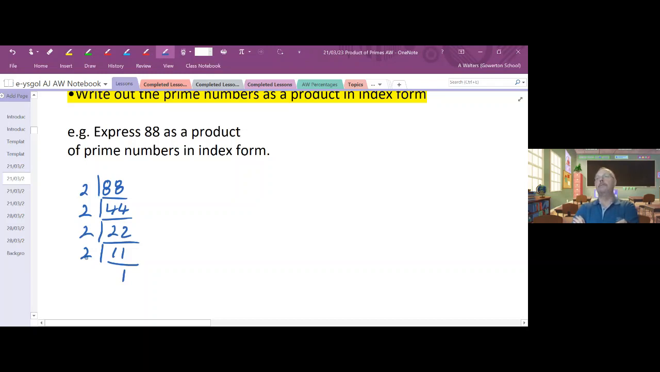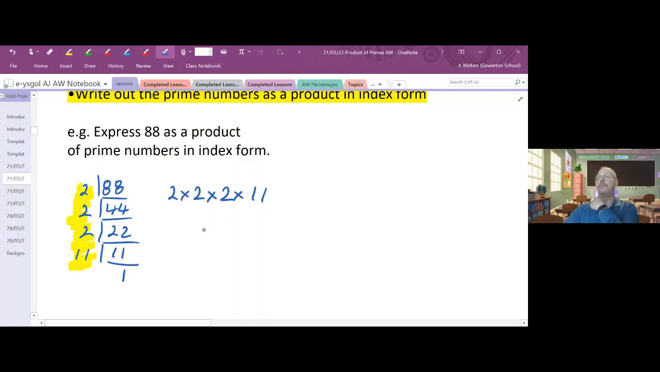And oh, sorry, made an error here. 2 does not go into 11. 11 goes into 11 once. Okay, so on the left hand side here is a list of the numbers. They're all prime numbers. So we're now going to write them out as a product. And then we're going to put them in index form.